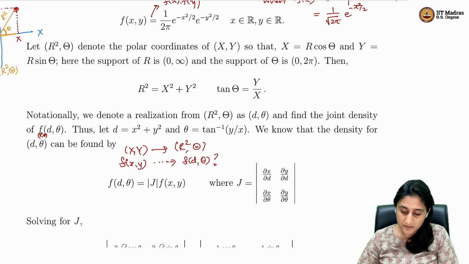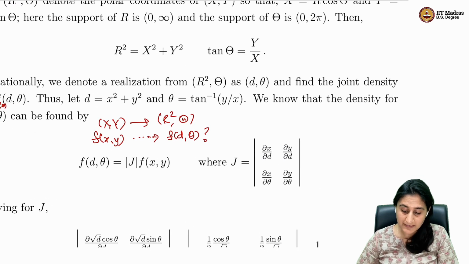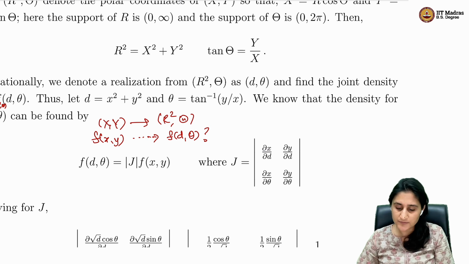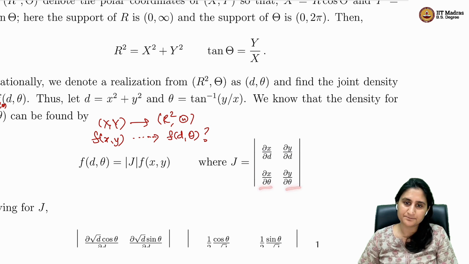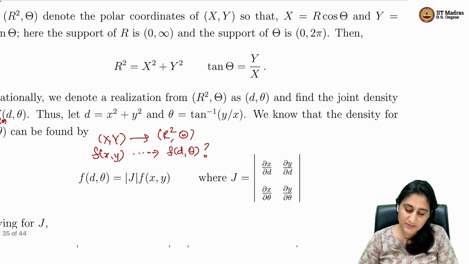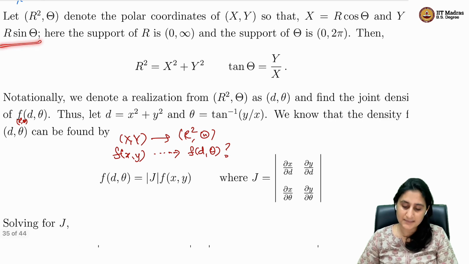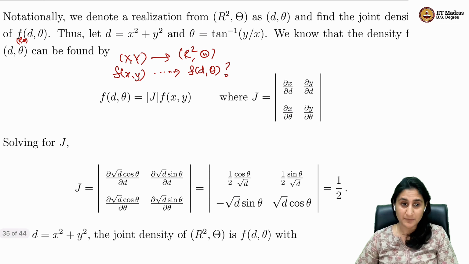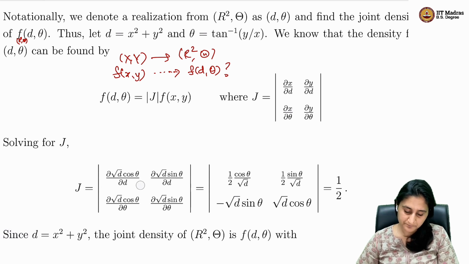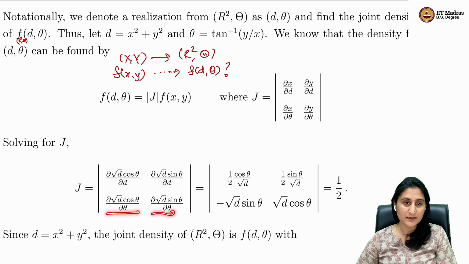Now the Jacobian here is del x by del d in the first element. So it's the determinant of this matrix: del x by del d, del y by del d, del x by del theta and del y by del theta. Now x over here, remember, is square root of d cosine theta and y is square root of d sine theta. So my Jacobian is equal to the determinant of del square root d cos theta by del d and del square root d sine theta by del d, and similarly by del theta.